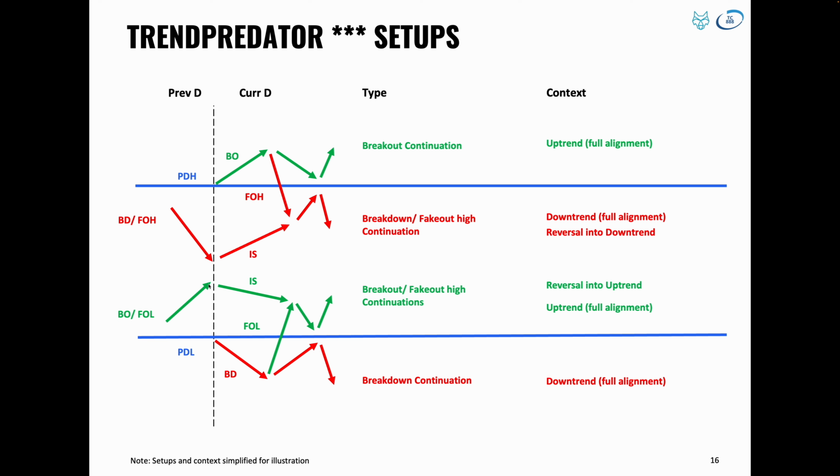Uptrend full alignment, so uptrend continuation. It could also be a reversal into uptrend. This was a fake out low and not a breakout. So fake out low, current day trading inside, and then you take the fake out low of the 8-hour as a continuation. So those are the bullish continuation signals. You can also have a fake out low on the day. If the day makes a fake out low, and then you get an 8-hour fake out low on top of that, then you are in the reversal into uptrend context if the higher time frames are aligning, and then you take the fake out continuation.